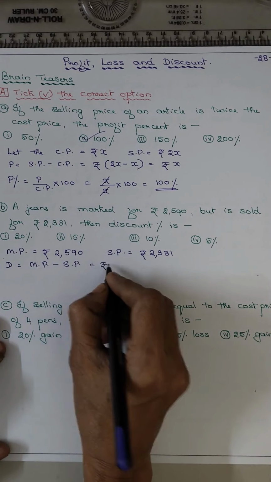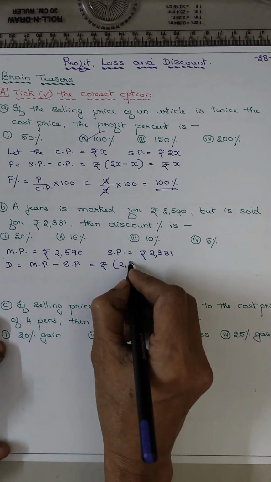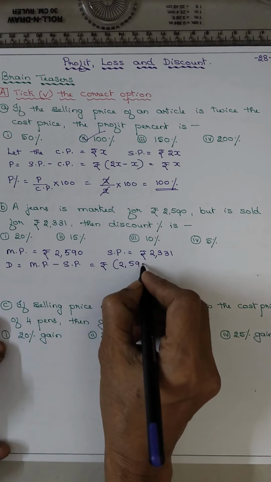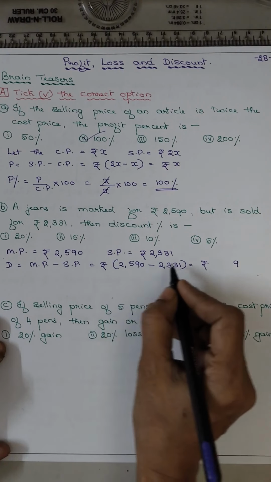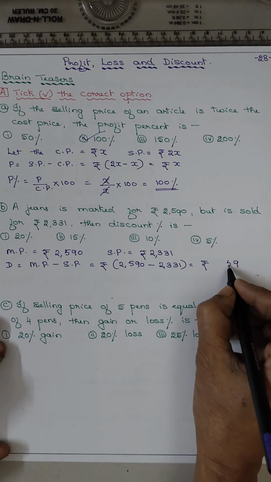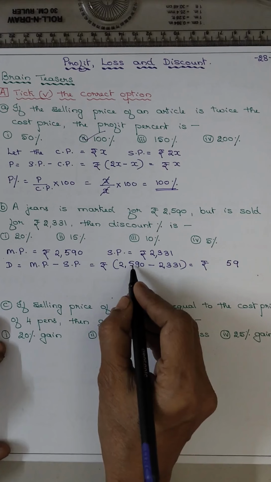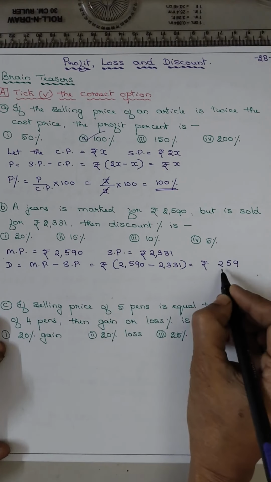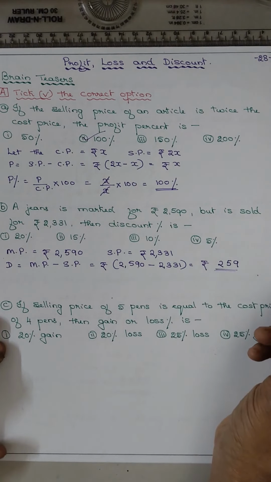That is rupees 2590 minus 2331. 0 minus 1 is 9. Now 8 minus 3 is 5. Now here 5 minus 3 is 2. So you got the discount.